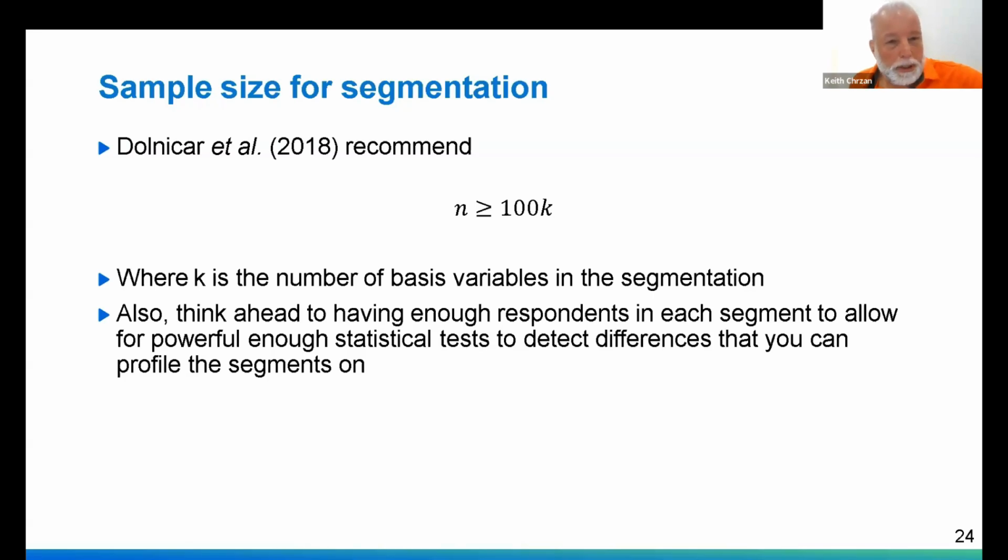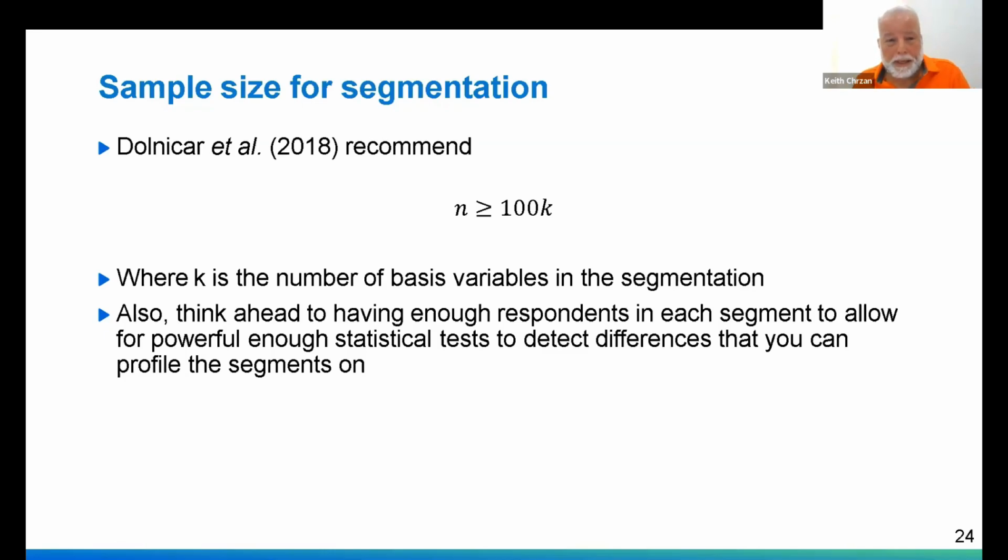There's a really good book on segmentation by Dolnikar et al. And their recommendation, based on all of these studies that have been done, and even a couple of studies that they did, was that you should probably have 100 times as many respondents as you have basis variables in your segmentation. So if you're going to run your segmentation and you've got 25 basis variables that you want to use to create your segments, you might want to think about having a sample size of 2,500.